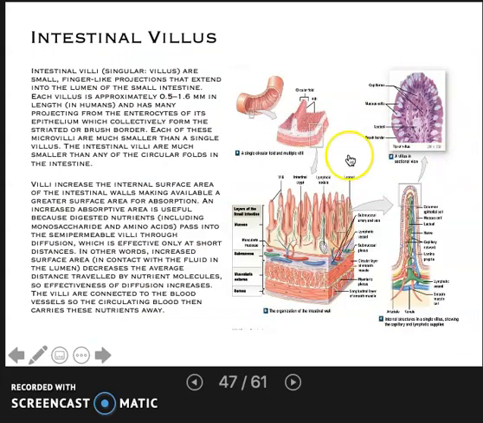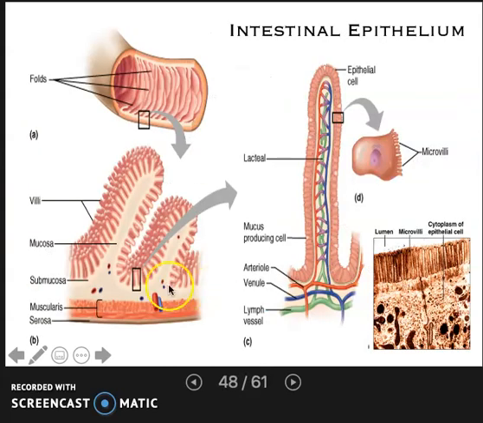So remember that the small intestine is about 20 feet long, and each villus is about a half a millimeter in length, and you've got a lot of them over 20 feet. There it is: circular folds, lacteal, capillaries, villus, covered with cells that have microvilli to make up the brush border.